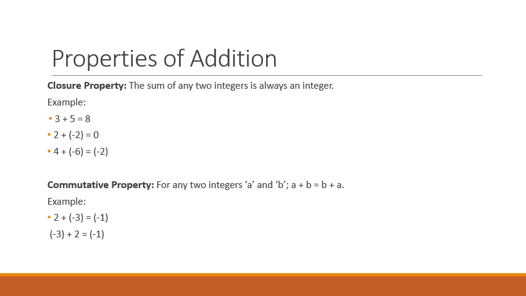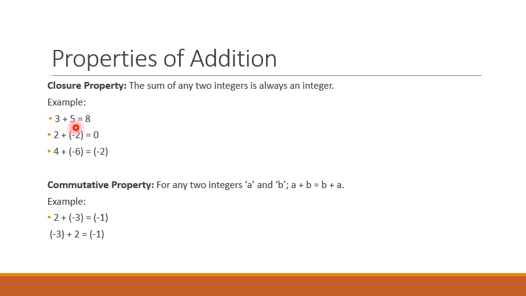Now let's see the properties of addition. The first property is the closure property. It says the sum of any two integers is always an integer. That means if we add any two integers, the answer will always be an integer only. So let's see with an example.